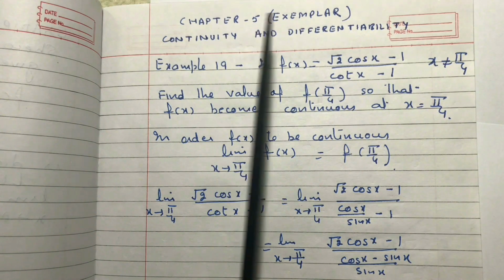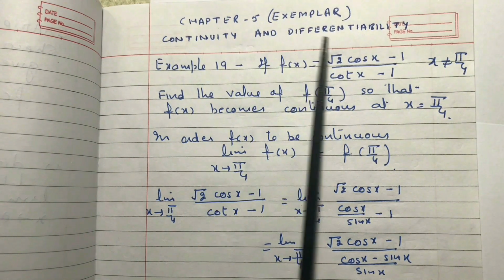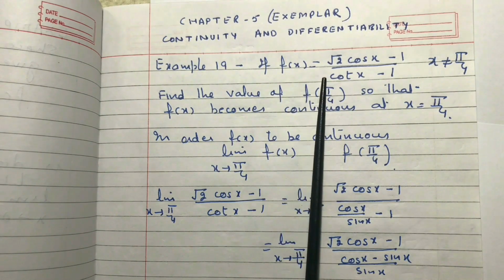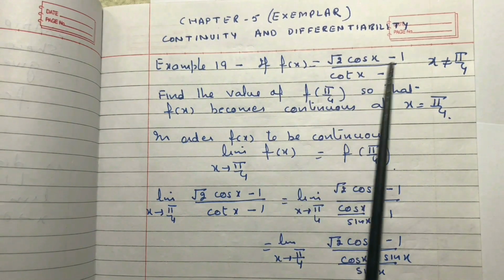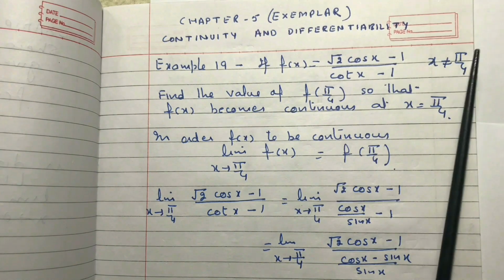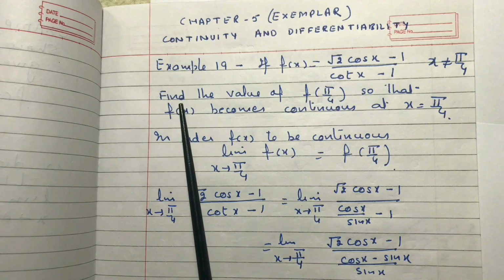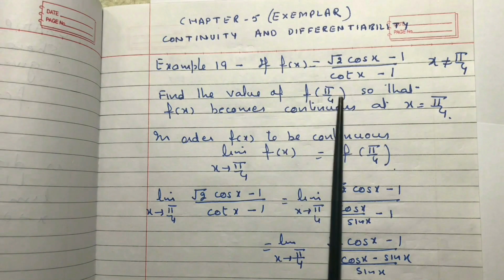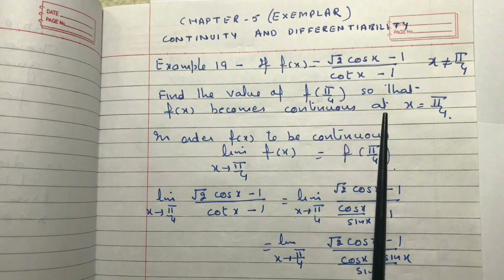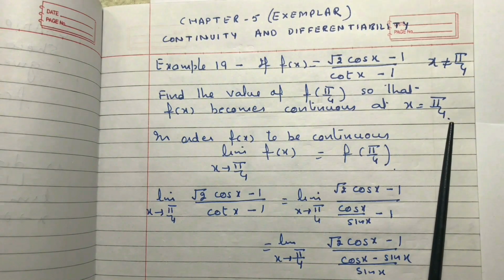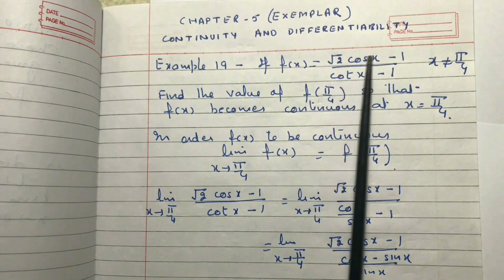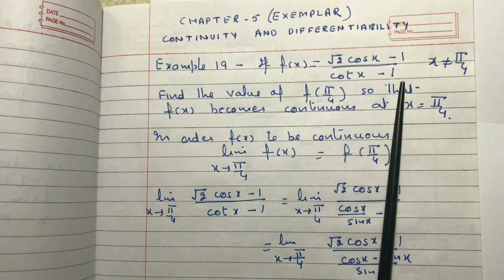Now chapter 5 of Exemplar, Continuity and Differentiability, example 19. If f(x) is equal to (root 2 cos x minus 1) upon (cot x minus 1), x not equal to pi by 4, find the value of f(pi by 4) so that f(x) becomes continuous at x is equal to pi by 4. Now this function is given to us, which is equal to (root 2 cos x minus 1) upon (cot x minus 1).